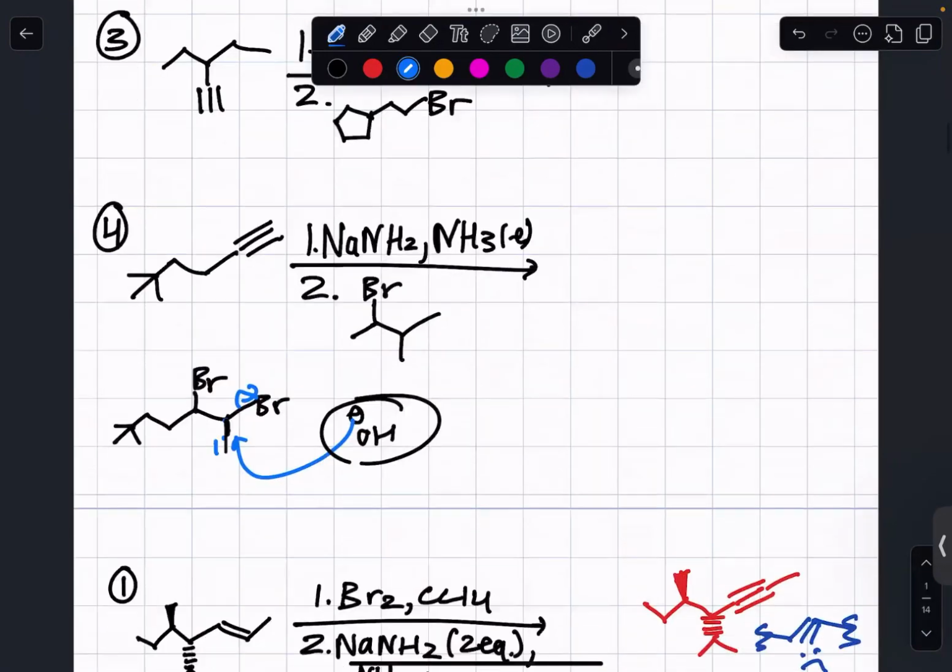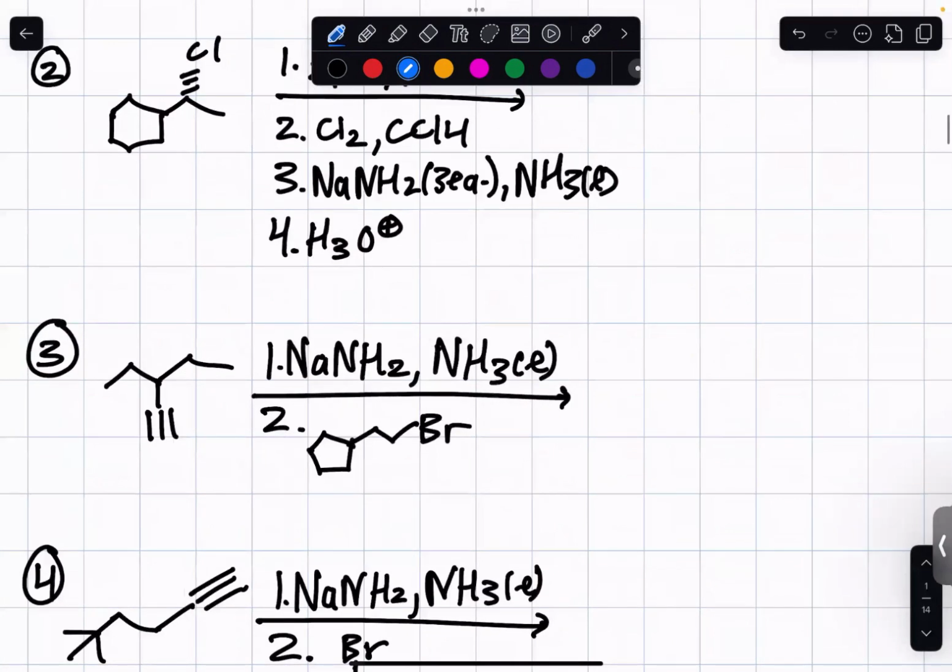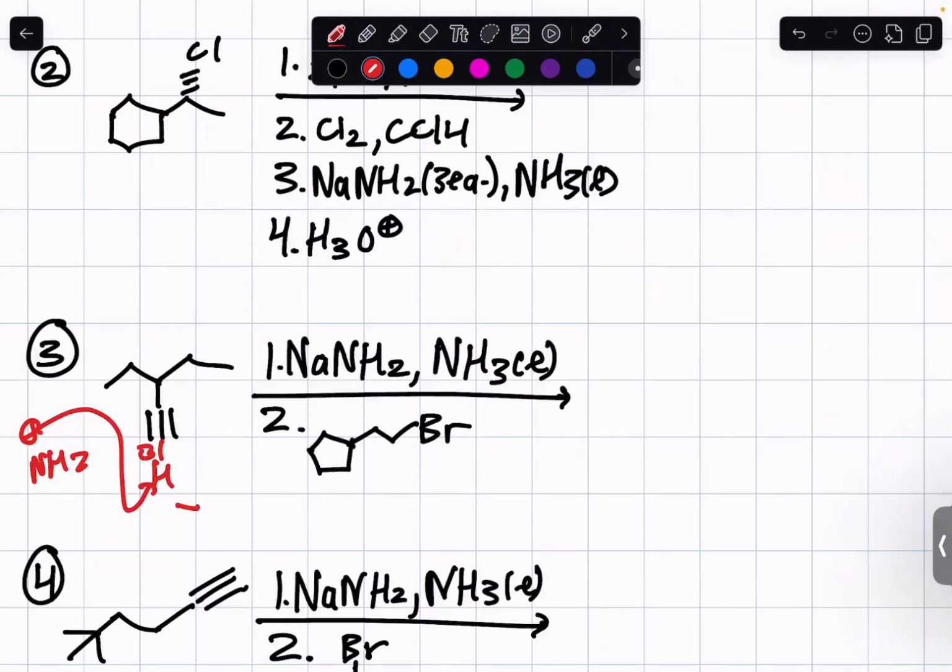Number 3. Okay, we can do this now. NaNH2, NH2 minus. What would that do to this terminal alkyne? Form the alkyl anion, deprotonate that alkyne hydrogen to create this alkynyl anion.